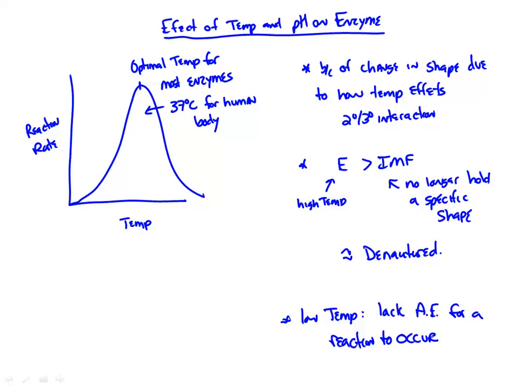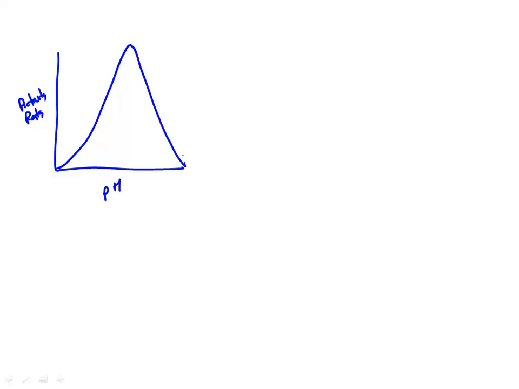And then we can draw an identical graph for pH, except instead of having temperature on the x-axis, what do you think we're going to put? Yeah. So if we take a look at pH and the activity rate, we get a similar reaction. And again, there's an optimal pH, and for the body, that's on the order of 7.4 usually.